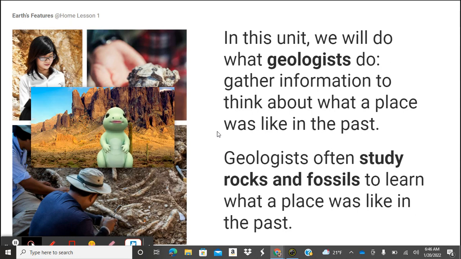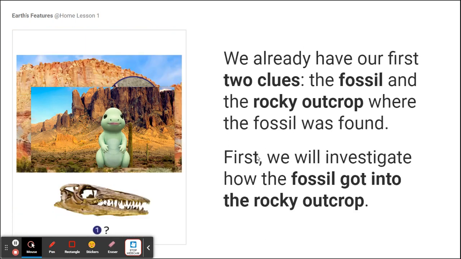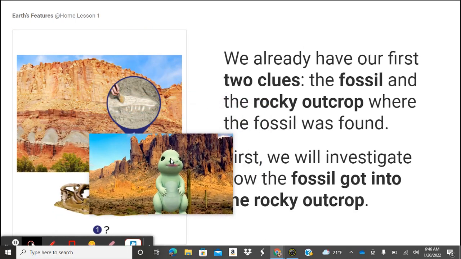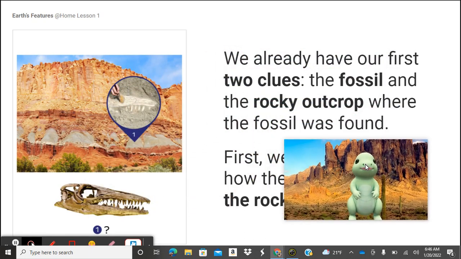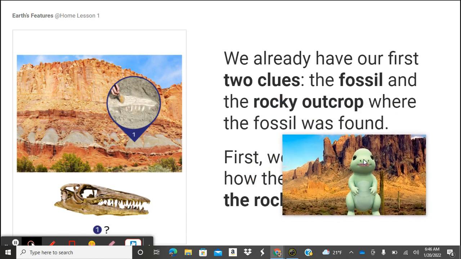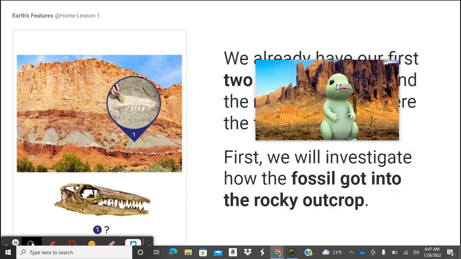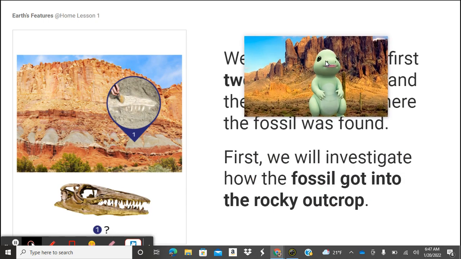In this unit, we are going to be geologists, and we're going to do what geologists do. We're going to gather information and think about a place and what it was like over the past. Geologists often study not just fossils, but also the rocks that fossils are found in. And that way they can learn what a place was like in the past. So we have already gotten our first two clues, the fossil, which we saw here, and the rocky outcropping, where the fossil was found. So we got two really good clues that are going to help us learn more about what this place was like over the past and how possibly this creature got there.